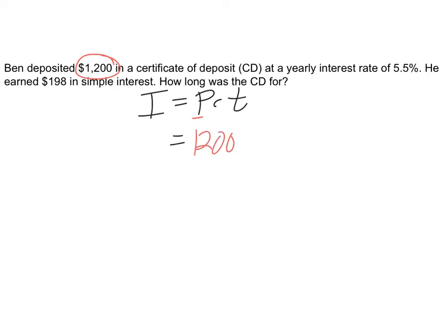We don't know the years, so that's going to be T. We've got a 5.5% interest rate. Remember, that needs to be a decimal when we put it in. So instead of 5.5, we're going to put 0.055. And then finally, we earned $198 in interest, so that's going to go over here. So our equation should be 198 is equal to 1,200 times 0.055 times T.